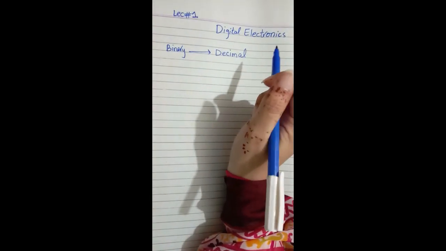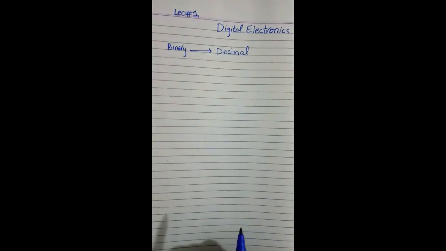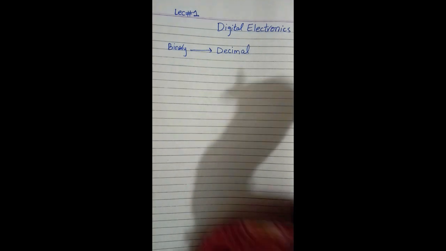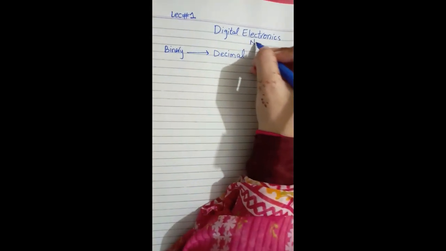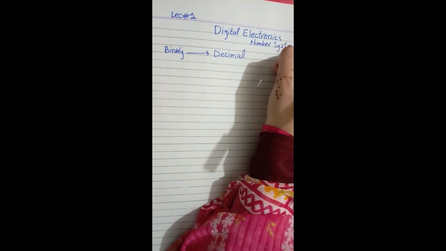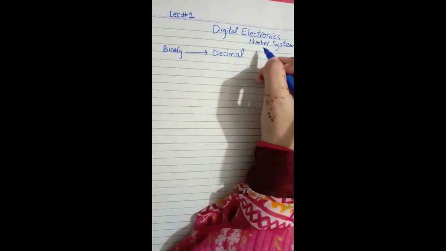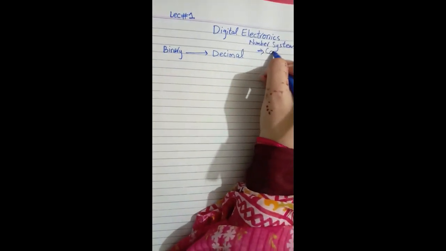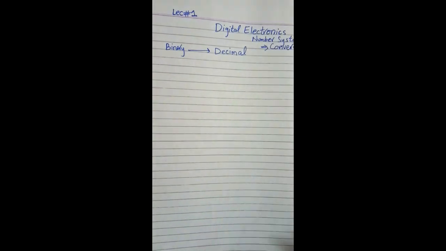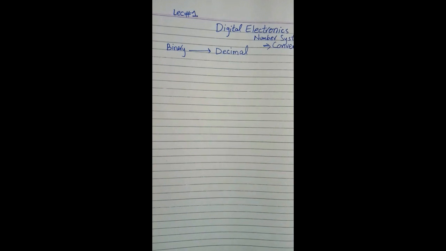Now we will start our course of digital electronics. The first topic which we will study in it is binary to decimal conversion. Basically, it's our first topic, which is number system, in which we will study conversions. We will study all the conversions like binary to decimal, binary to octal, binary to hexa. These are the conversions from binary to other number systems.